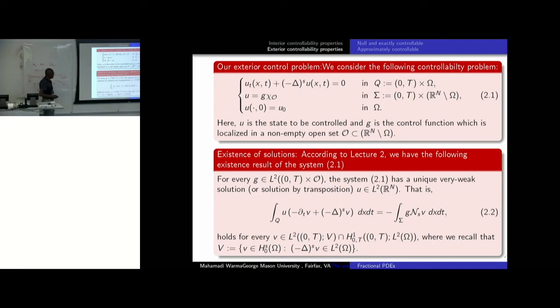We also, in lecture 2, know what we mean by a very weak solution, because here G is in L2. By a very weak solution, we mean, as we wrote yesterday, that the integral of U times the backward system is equal to minus G times the nonlocal normal derivative of V. Then remember that V is the solution of the backward, the dual system. That is the very weak solution that we will suppose here.